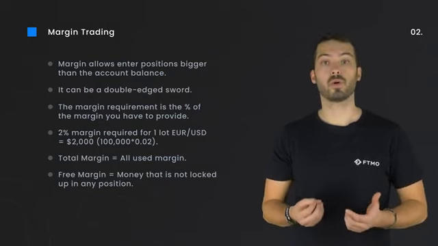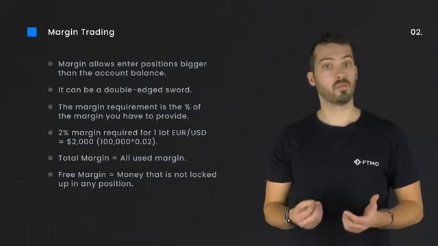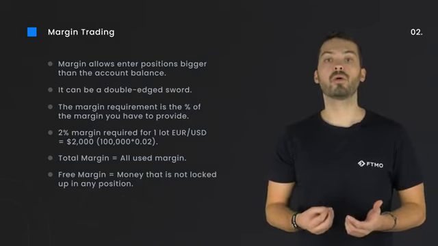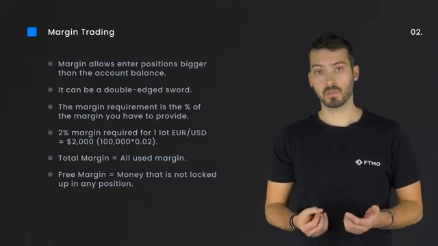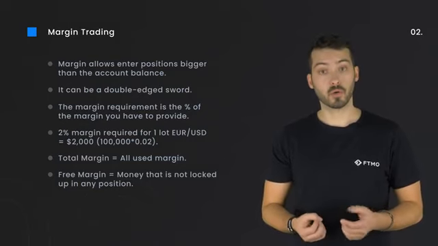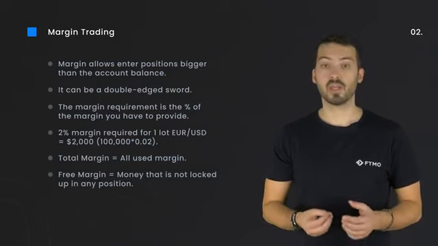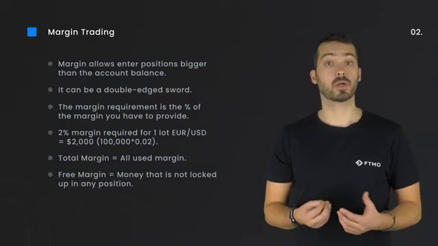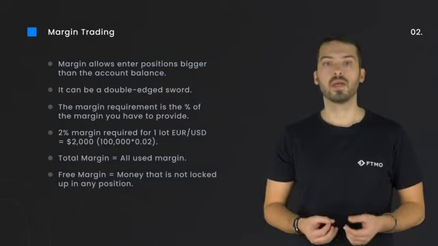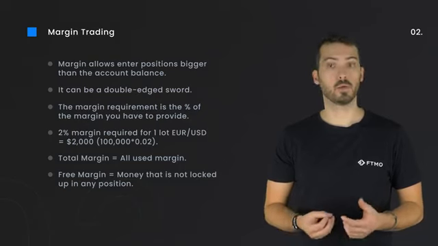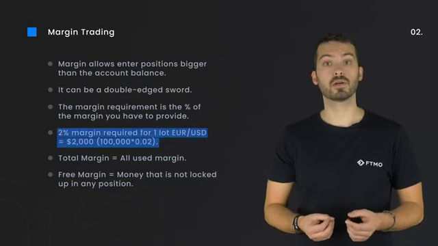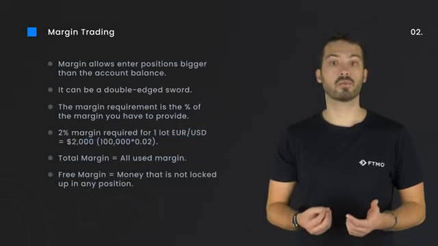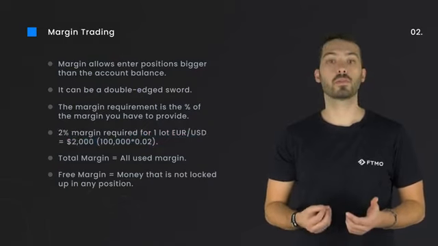The margin requirement is the percentage amount of margin you have to provide when you are opening a new position. These differ at different brokers. As an example, if you have a 2% margin required on Euro-USD, it would mean that for one lot, which equals $100,000, you need $2,000 in your margin account to be able to open this position.